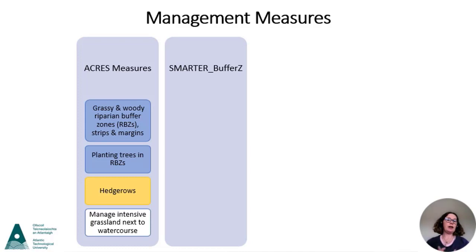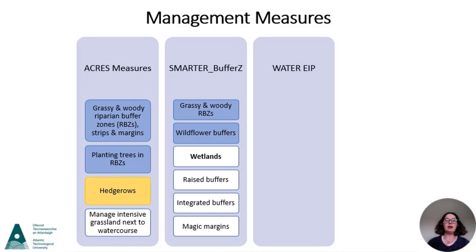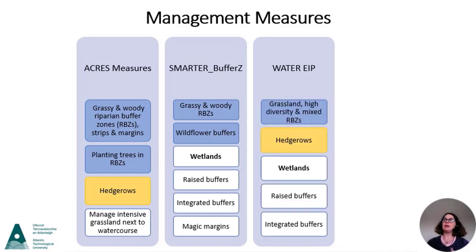So when we compare what ACRES has included compared to Smarter Buffers, here many of the same management measures are coming out. Here we also have grassy and woody riparian buffer zones, wildflower buffers, you've got wetlands, raised buffers, integrated buffers and magic margins, which are all just a variety of riparian buffer zones essentially, but not specifically specified under ACRES.